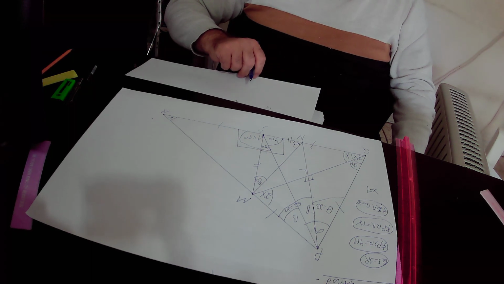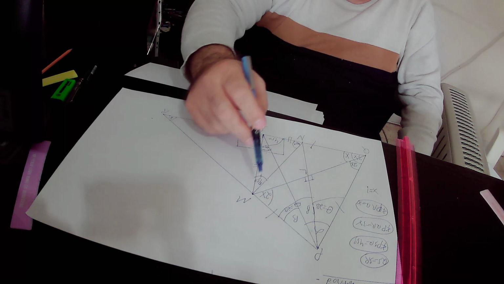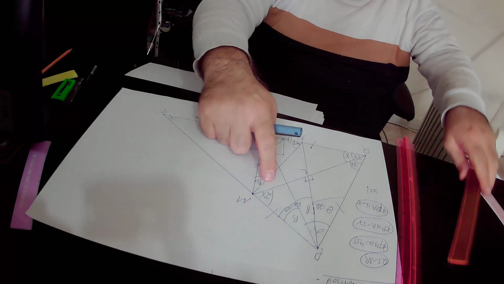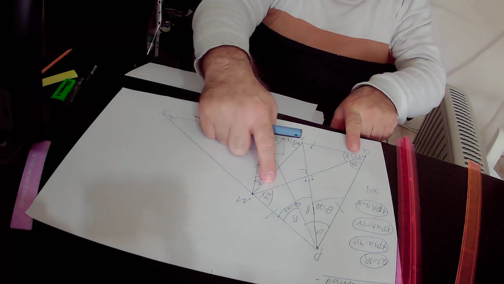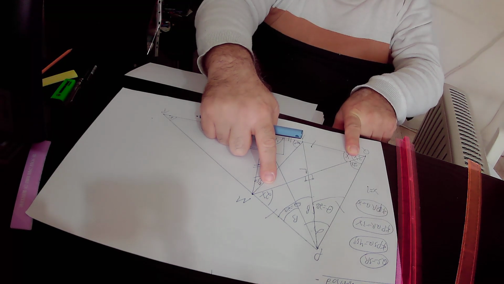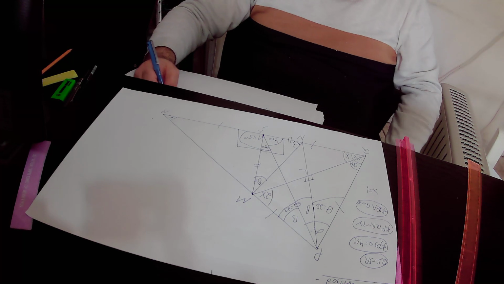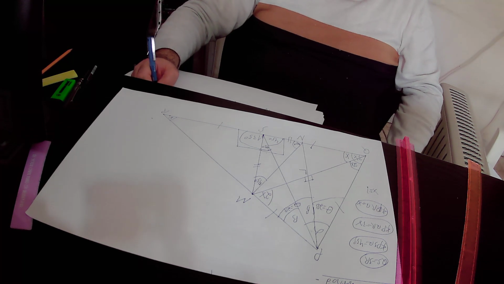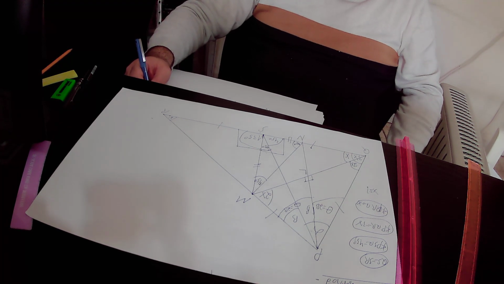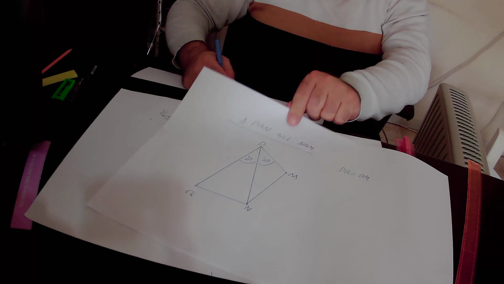So first of all, we know that PQ equals PM because those two angles are equal to each other, they are both equal to 2x. Therefore, in front of equal angles there are equal sides, that is to say, PQ equals PM.